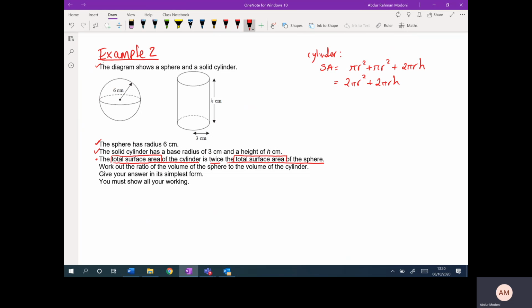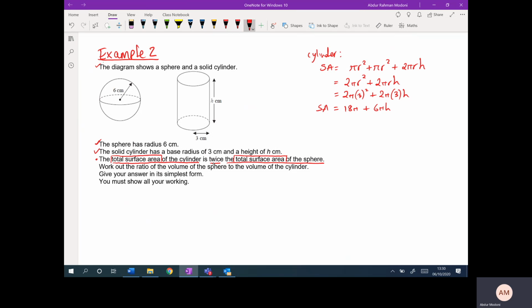And we know certain things about this cylinder. We know that its radius is 3, so we can go and put that in. 2 pi bracket 3 squared plus 2 pi bracket 3 h, which we don't know. Tidying this up, we get 3 squared is 9 times 2 is 18 pi plus 6 pi h. So that's the surface area of the cylinder.